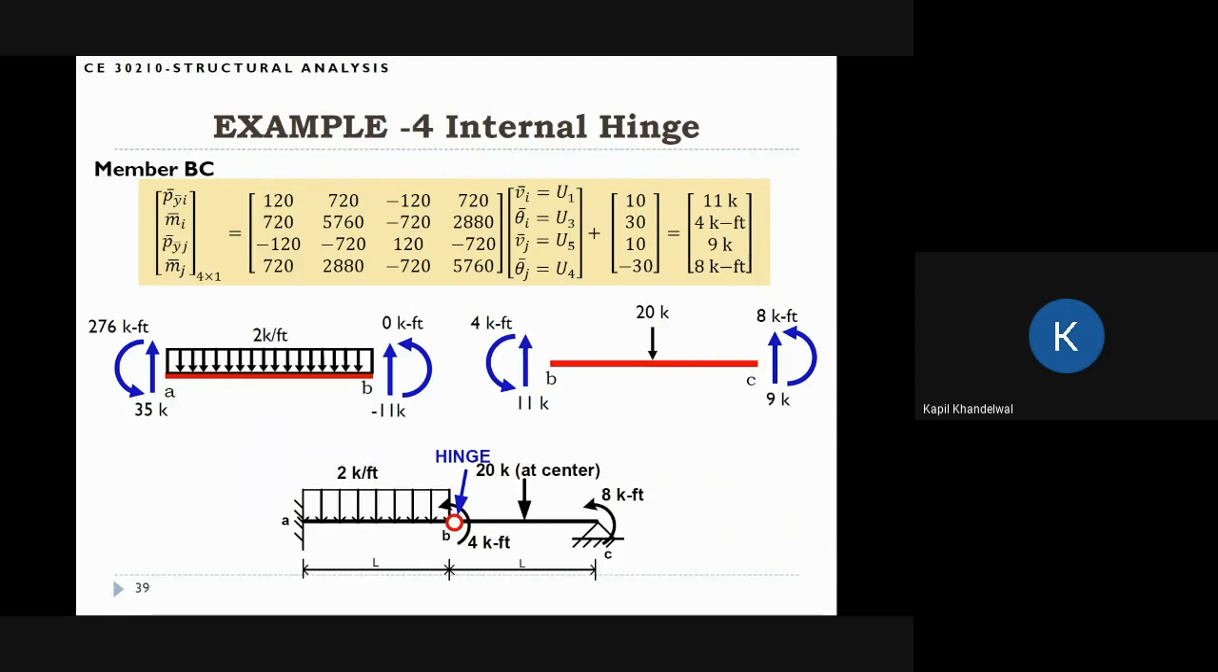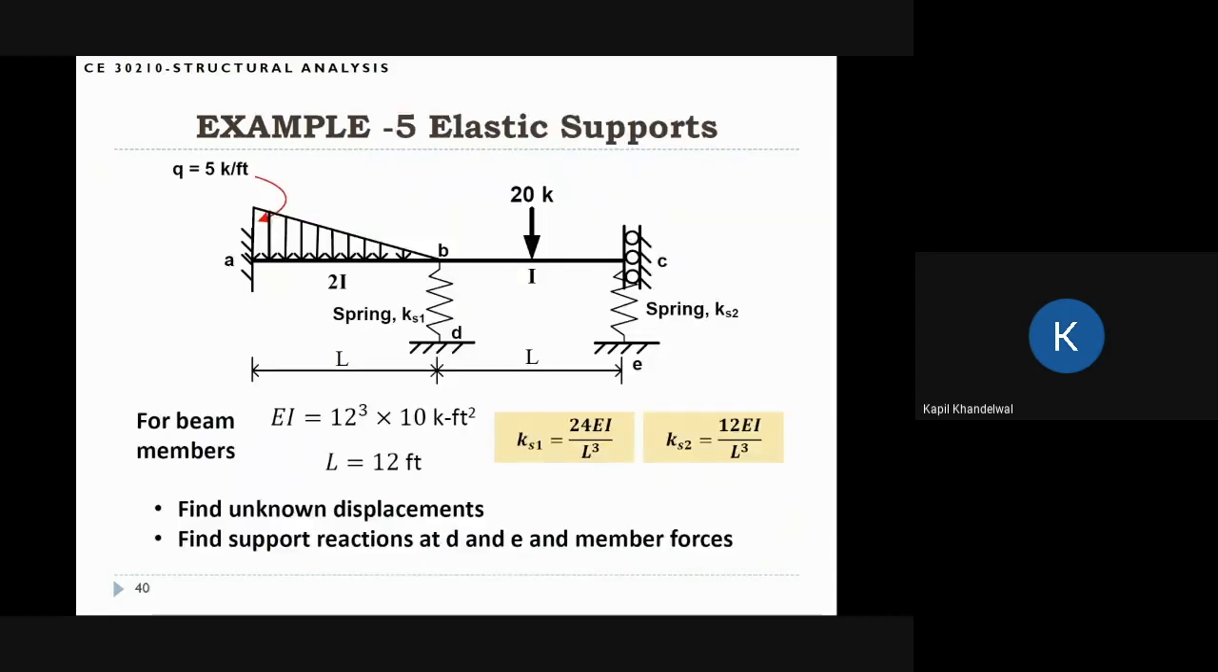Next, I want to do the last problem here. The last problem is a little bit more interesting. It is a problem with elastic supports. We did a similar problem in the last lecture, but I want to solve this one using this direct method. In this case, what is happening? There are two spans.